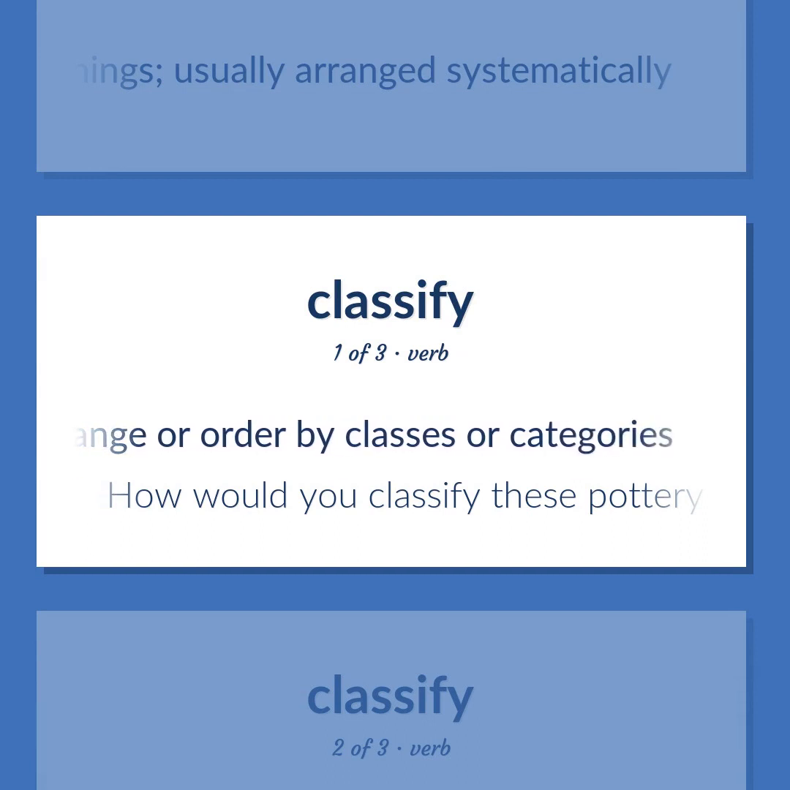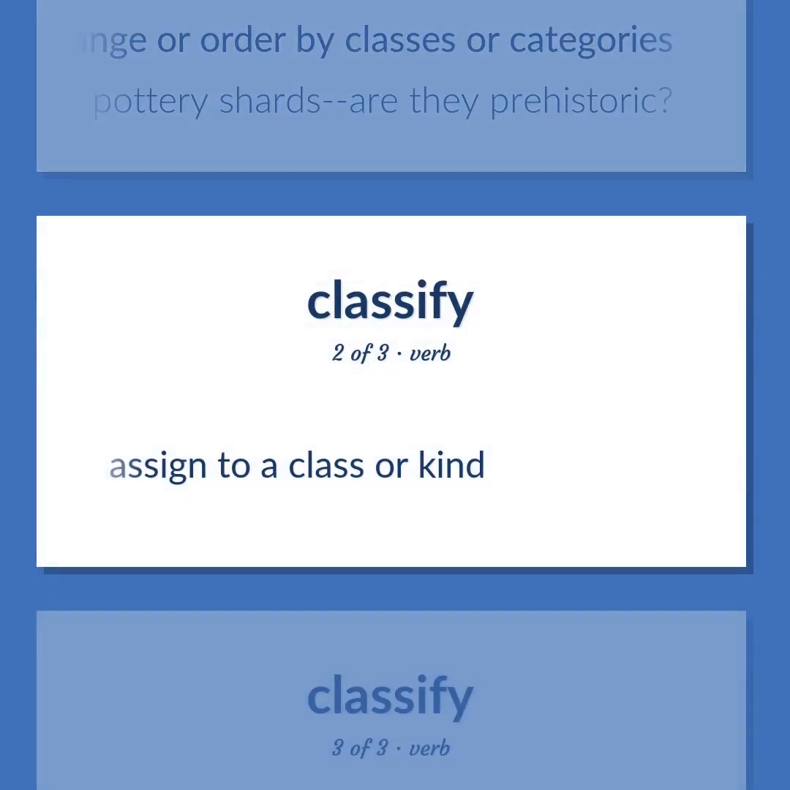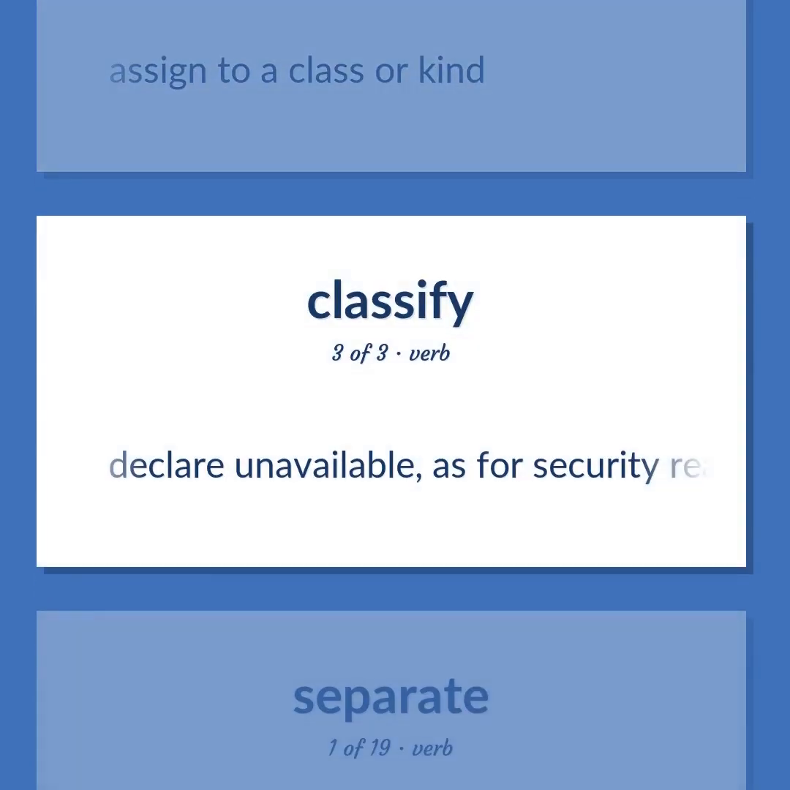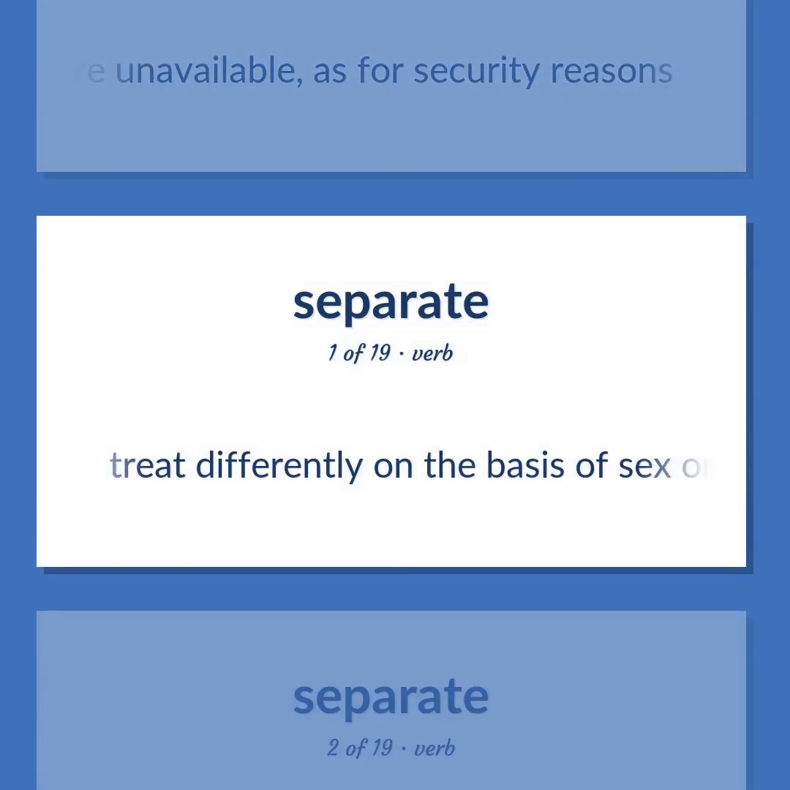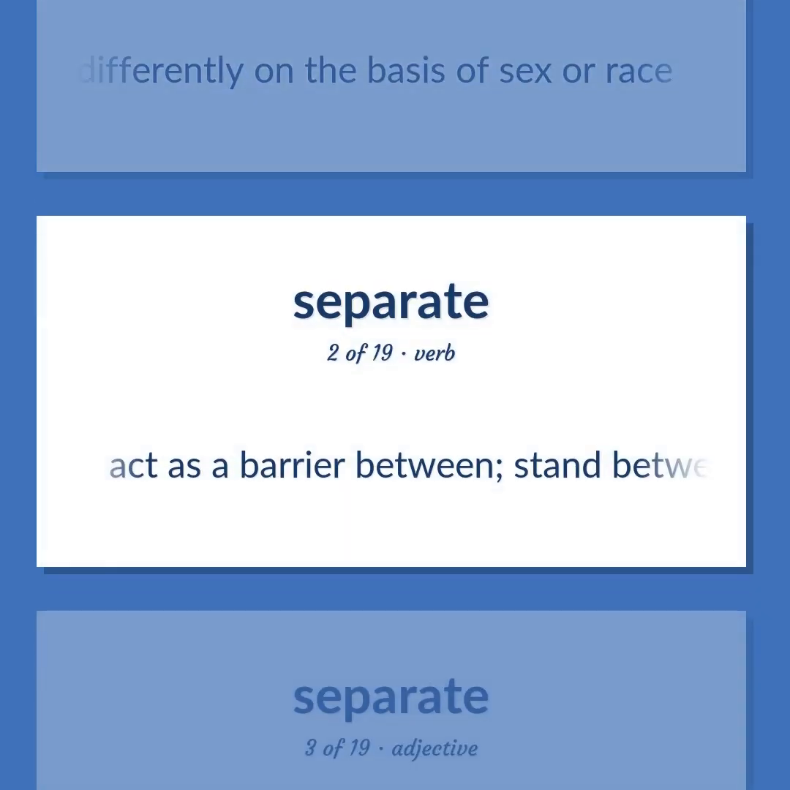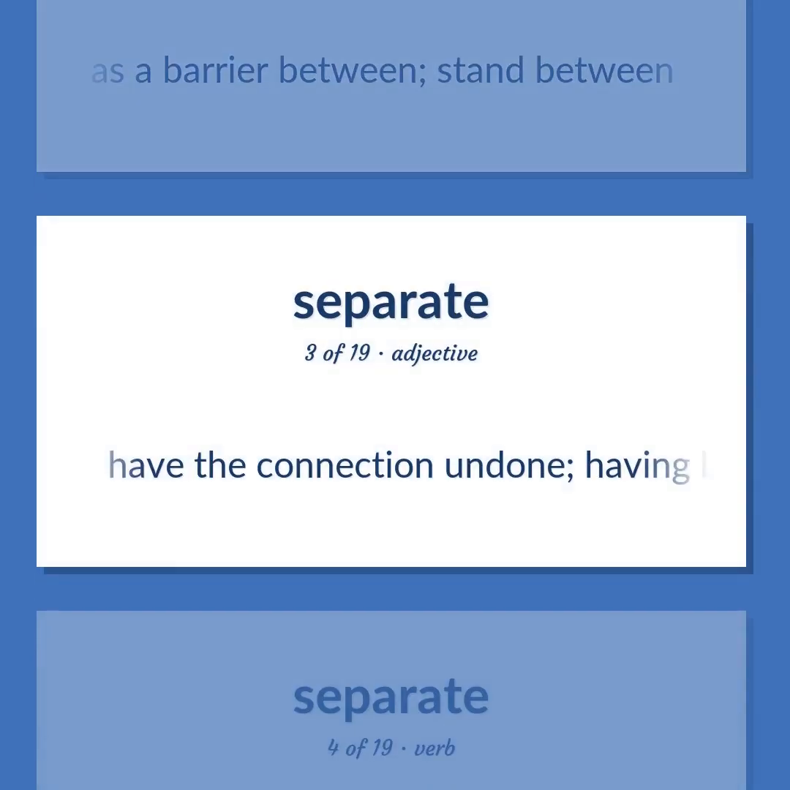How would you classify these pottery shards? Are they prehistoric? Assign to a class or kind. Declare unavailable, as for security reasons. Treat differently on the basis of sex or race. Act as a barrier between; stand between. Have the connection undone, having become separate.